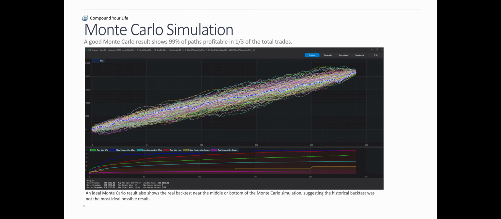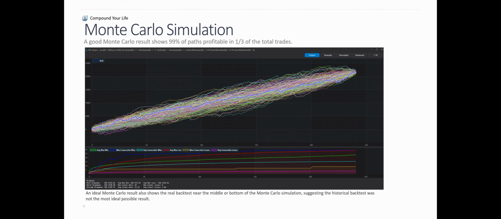So what we want to see here is that the Monte Carlo simulation has roughly an equal distribution above and below our actual backtest. Our actual backtest being that blue line that you see here. So this would simply mean that the universe of possibilities is a little bit above and a little bit below. In the most ideal case, our actual backtest would be closer to the bottom, which near the end of this, you see that it actually is closer to the bottom, which means that the universe of possibilities is likely to be better than what we saw in the historical backtest.